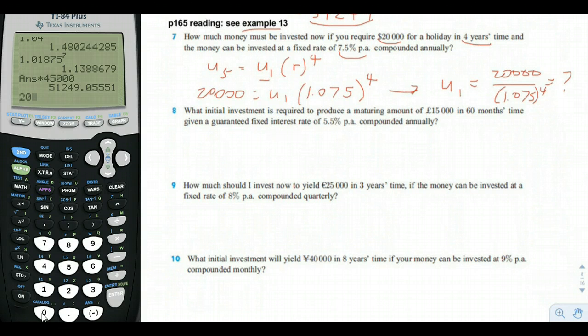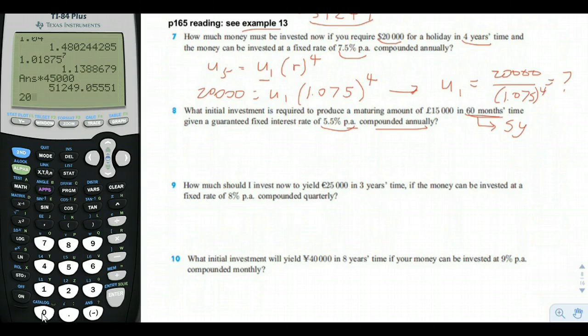What initial investment is required to produce a maturing amount of 15,000 pounds in 60 months' time, given a guaranteed fixed interest rate of 5.5% per annum compounded annually? Okay, so now they want everything annually, except they give you the time in 60 months, just to give you a hard time. 60 months in years is 60 divided by 12, which is 5 years.